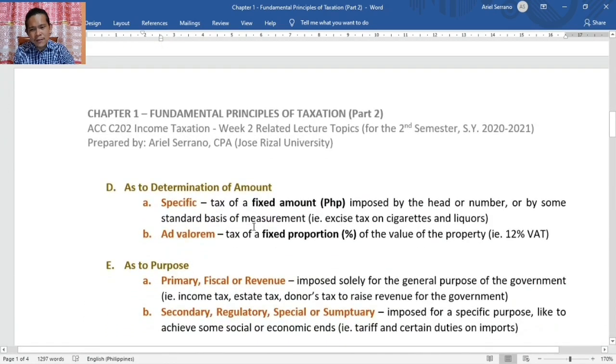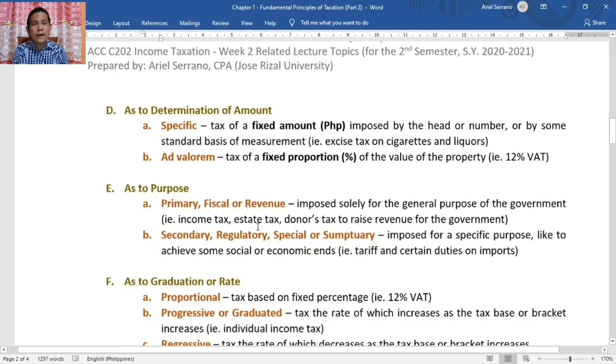Now, proceed tayo dito sa letter D. Classification ng tax as to determination of amount. Meron tayong specific and then ad valorem. Meron akong highlight dito sa kanilang definition. Pag sinabi nating mga specific tax, fix siya in terms of amount, peso value. Samantalang pag ad valorem, fix siya in terms of proportion or your percentage.